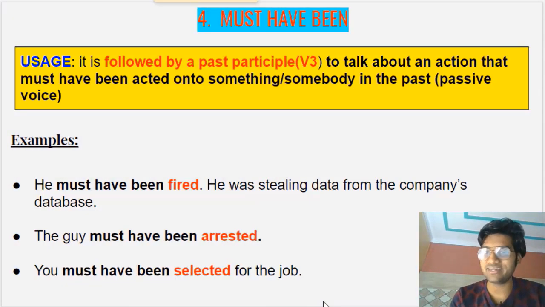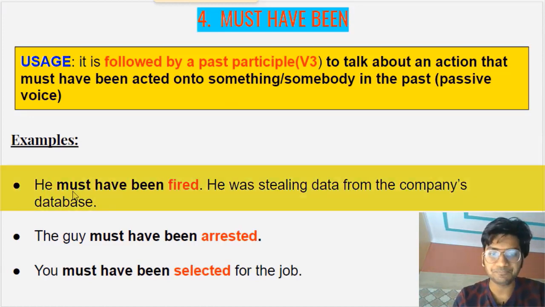Okay, moving to the next one, which is must have been. Guys, must have been is followed by a past participle to talk about an action that must have been acted onto something or somebody in the past. So again, we are guessing about an action that must have been done by somebody onto something or somebody. So in this particular structure, we write the sentence in the passive voice. Must have been followed by a past participle.